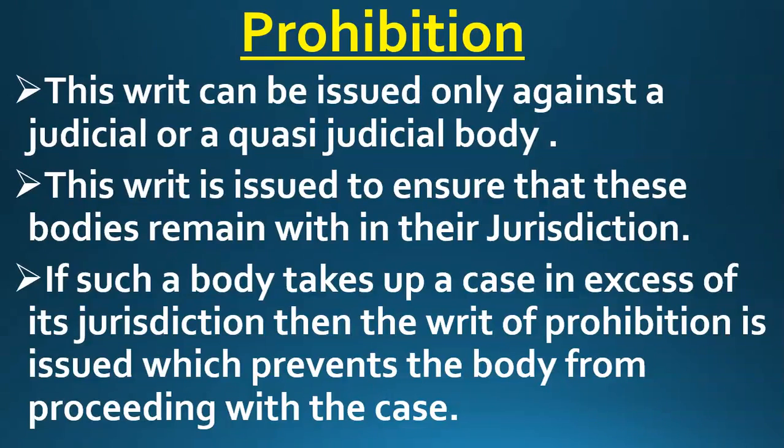So prohibition means that if any court, judicial body or quasi-judicial body has taken a case that is outside its jurisdiction, then, as in this example where the subordinate court took a case involving the interpretation of the constitution, which it has no power to interpret, the Supreme Court will issue the writ of prohibition, stop the subordinate court from proceeding, order the transfer of the case to the Supreme Court, and then give the decision. So this was the meaning of prohibition.